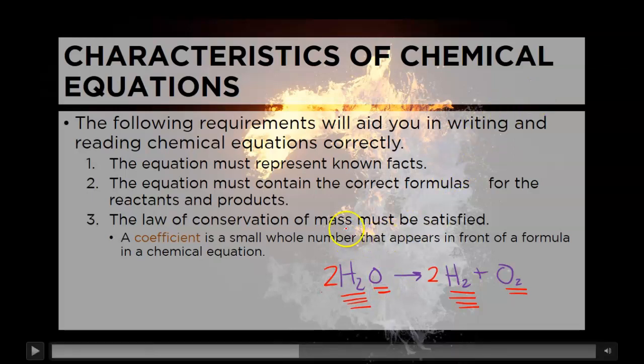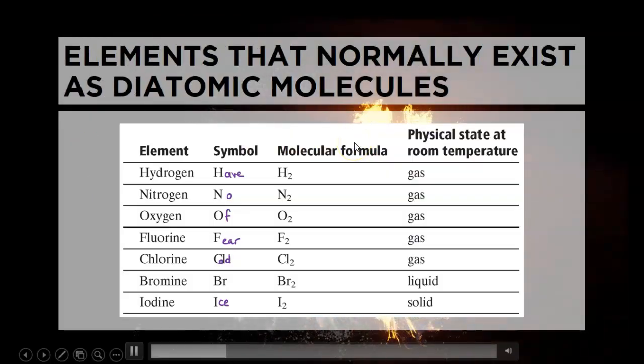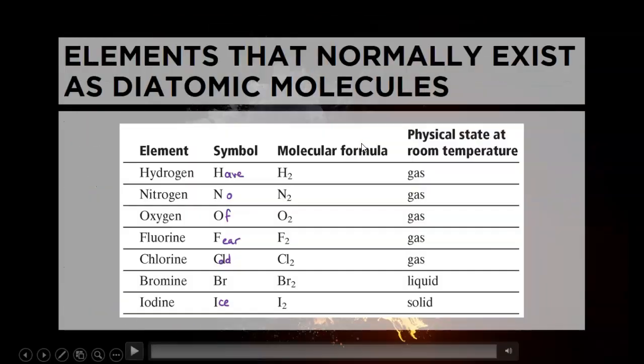Because this coefficient, just like the parentheses do, goes to both the hydrogen and the oxygen. Like I said, we'll do plenty of practice with that. So that was just kind of a preview of what's to come. By the way, just to note, most of those diatomic molecules are gases at room temperature, but bromine is a liquid and iodine is a solid.